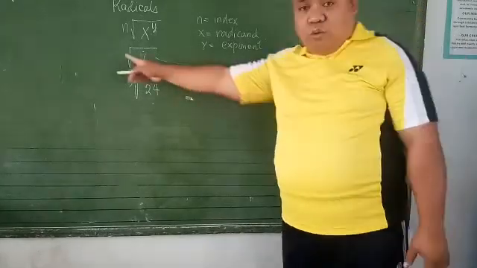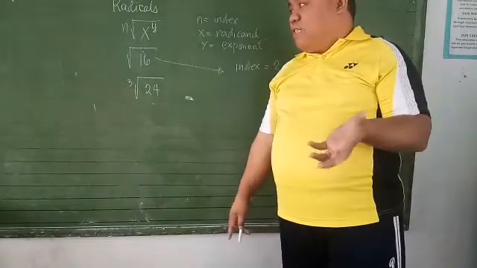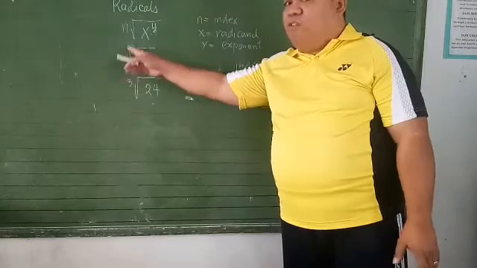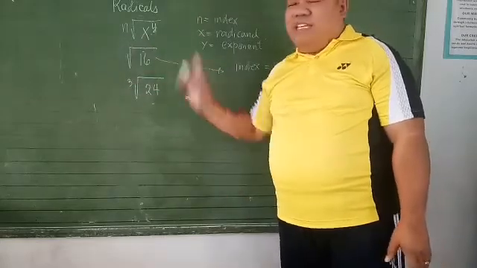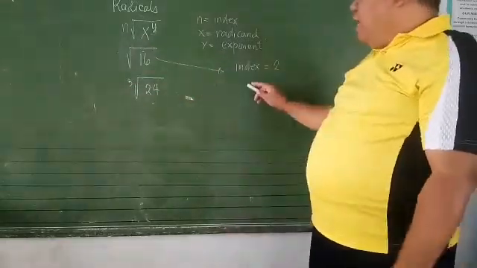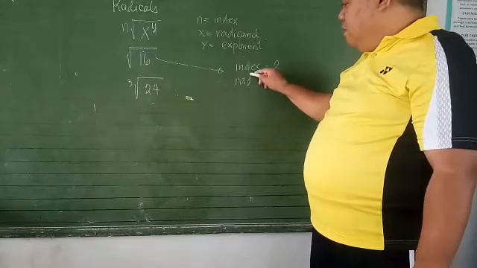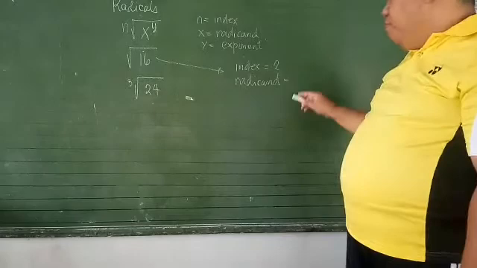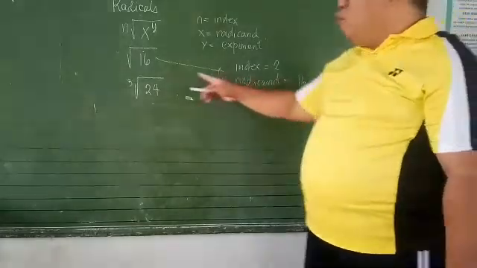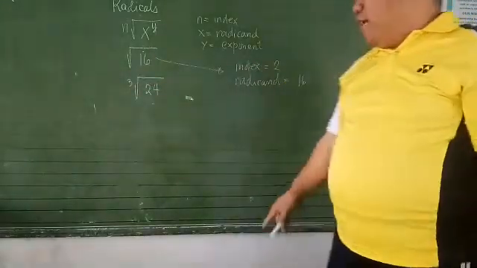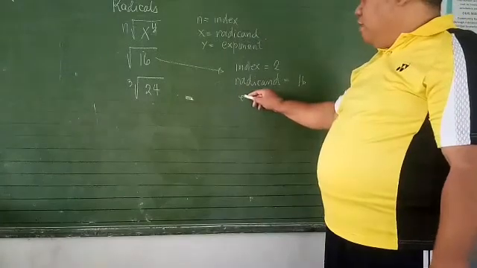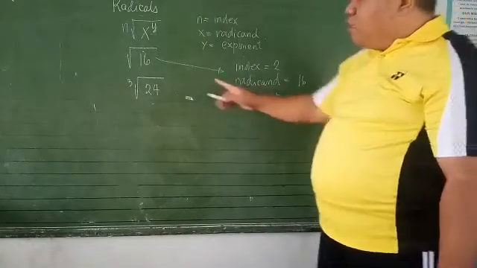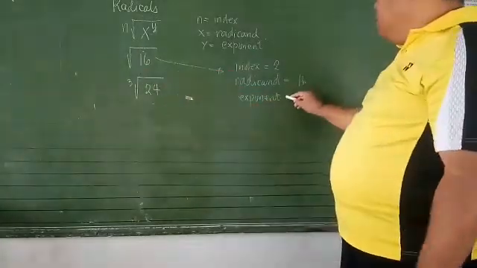Bakit wala naman dyan 2? Kasi po, sa square root, hindi na nilalagay yung 2. So, automatically, pwede yung square root yan. If someone asks you, anong index niyan? That is 2. Then, the radical is equal to 16, kasi yun yung nasa loob ng radical sign. What about the exponent? Ang exponent nito, that is 1.